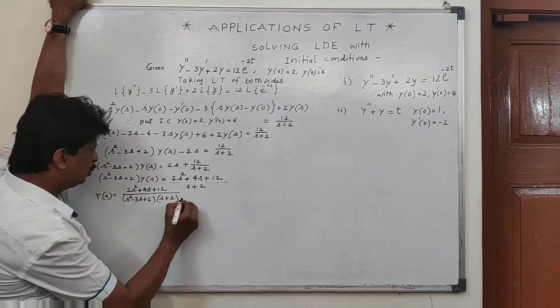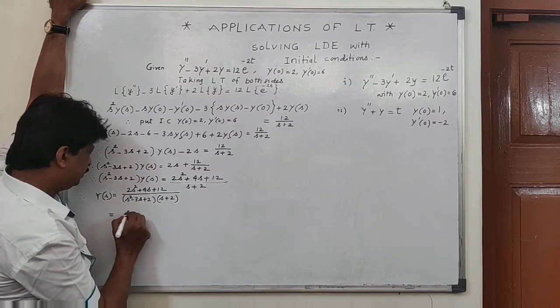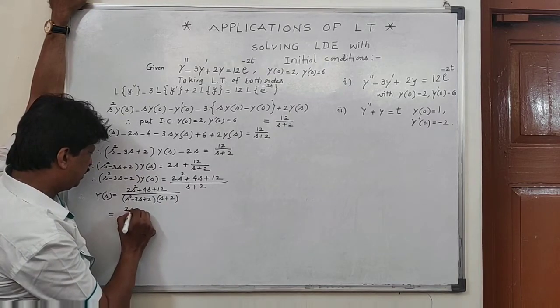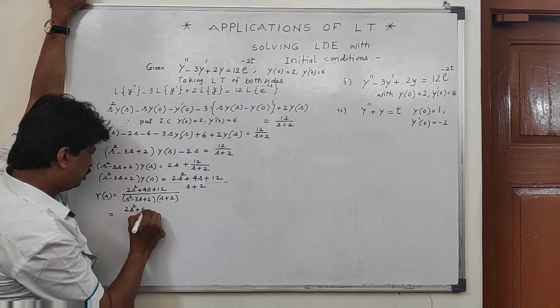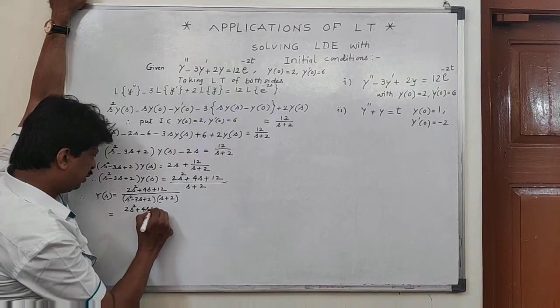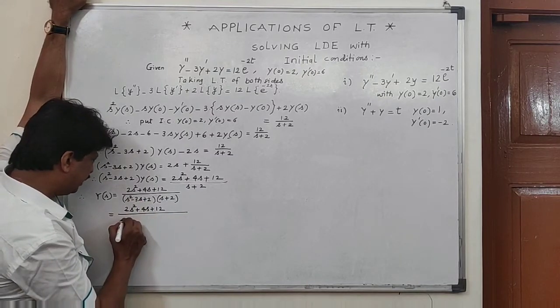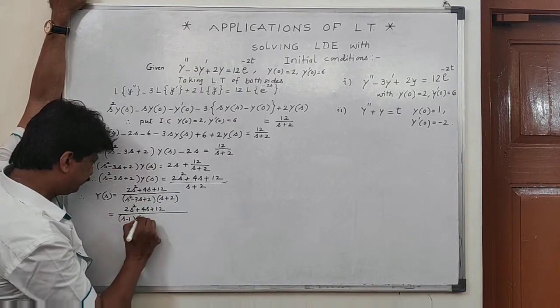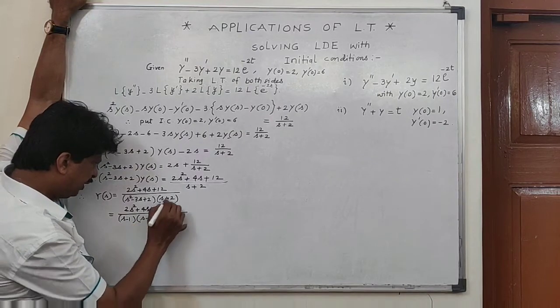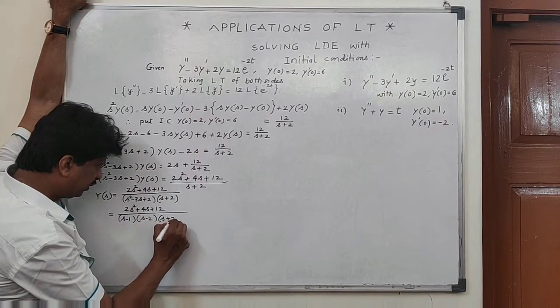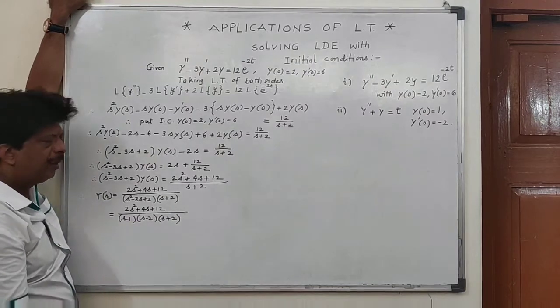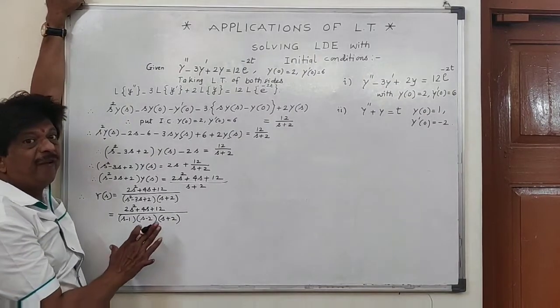This is further equal to 2s square plus 4s plus 12 upon, by factors of this, (s minus 1)(s minus 2), and the third factor is s plus 2. So this is the value of y of s.